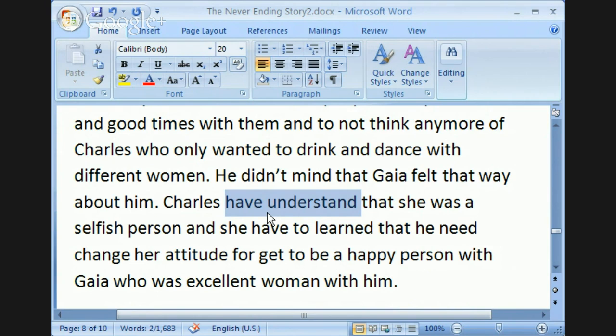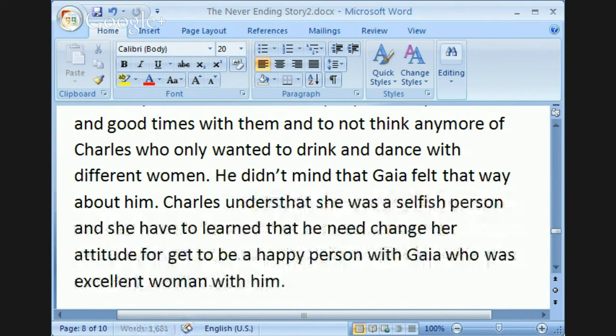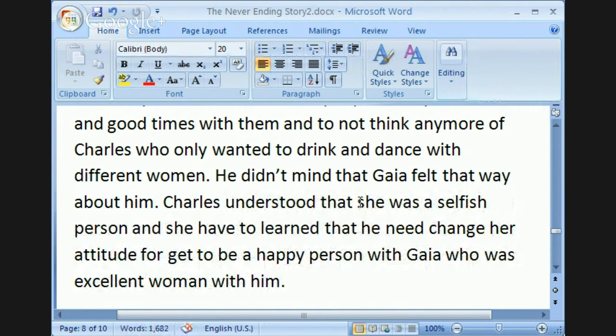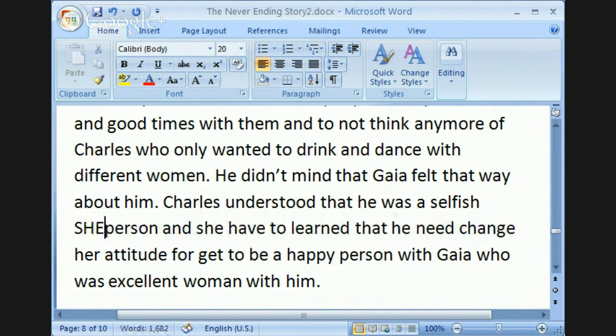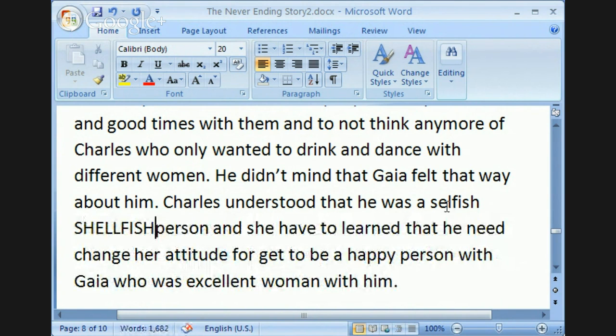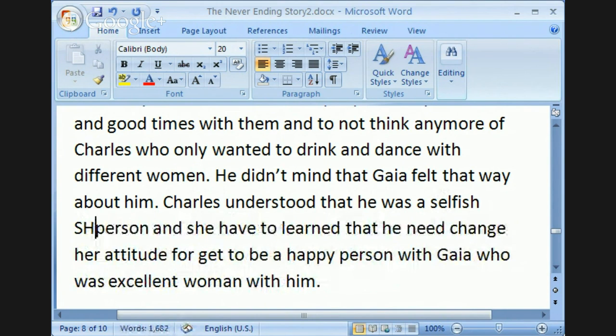Why not "Charles understood"? Or "Charles believed," actually. You understand something, that means you comprehend. Is it really that he understood, or did he believe? How about "understood"? All right. "Charles understood that he was a selfish person." Selfish, not shellfish. He's not a shellfish. I understand that I'm a shellfish person. Sorry, I'm just being silly.